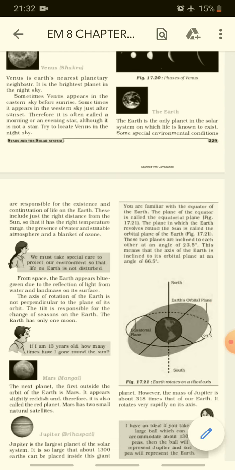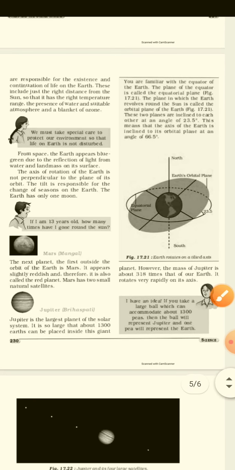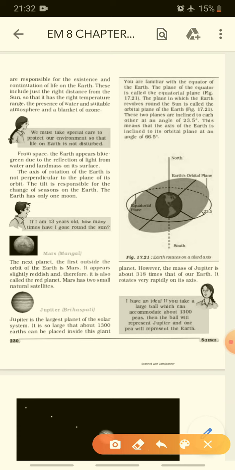Next is Mars. We learned about it. It is reddish, so it is known as the red planet, and it has two natural satellites. The next is Jupiter, Brihaspati. We call it Brihaspati in Gujarati astrology.